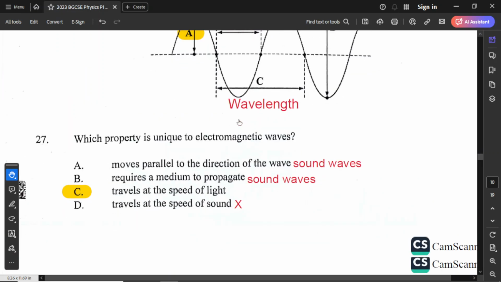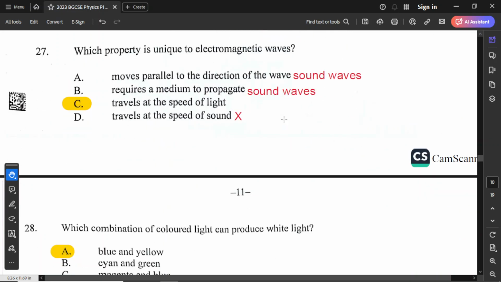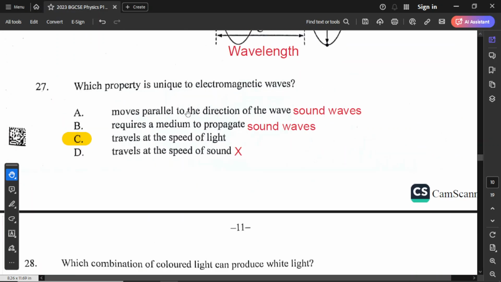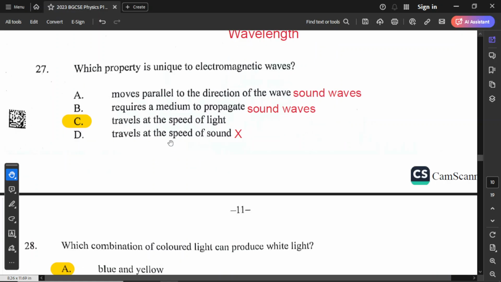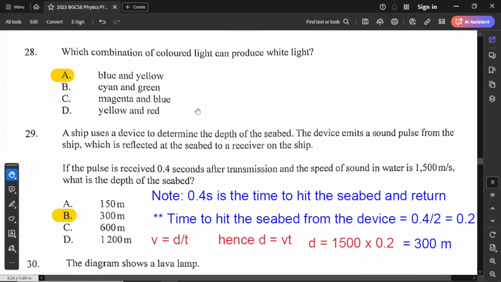Now 27: which property is unique to electromagnetic waves? A sound wave requires a medium to propagate, so that's a sound wave as well. And so C is the correct answer: it travels at the speed of light. Definitely all electromagnetic waves travel at the speed of light. And of course, traveling at the speed of sound is foolishness, because sound is not a member of the electromagnetic waves. All right, 28: which combination of colored light can produce white light? That definitely is blue and yellow. So A is the correct answer for that one.